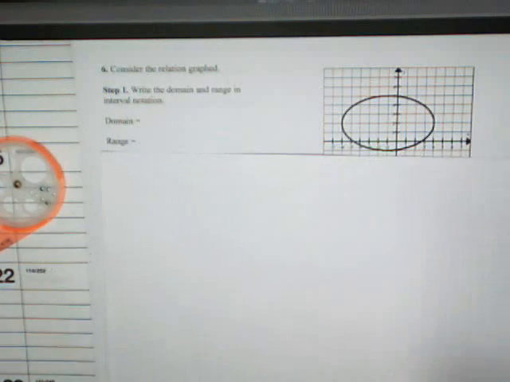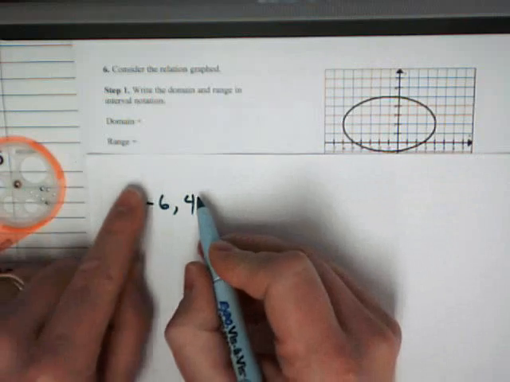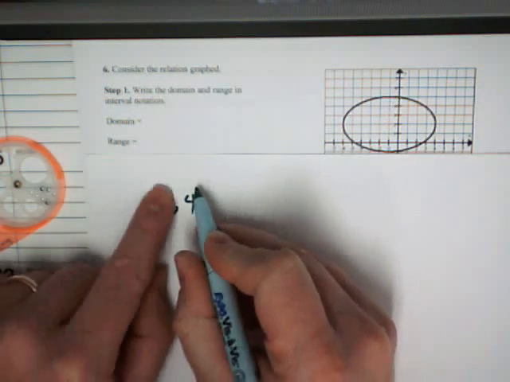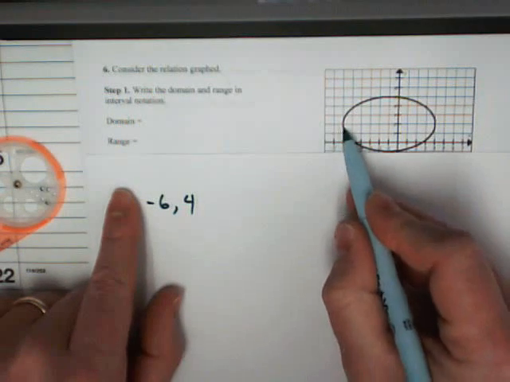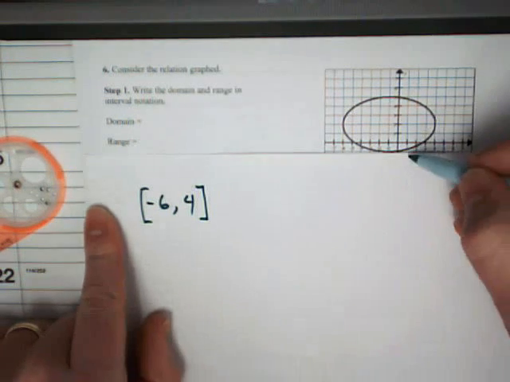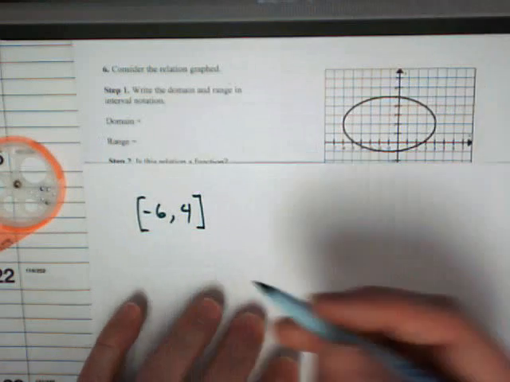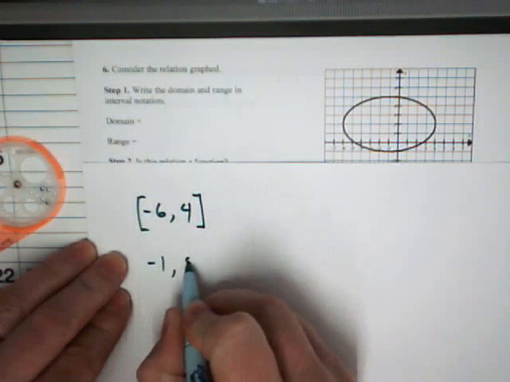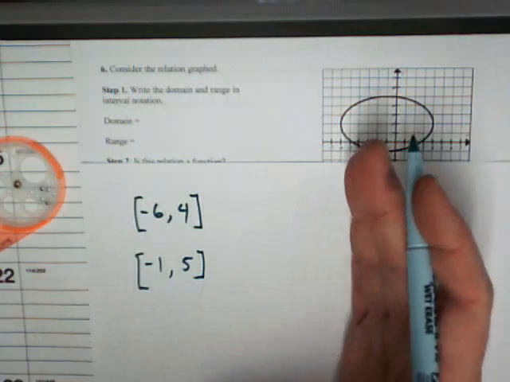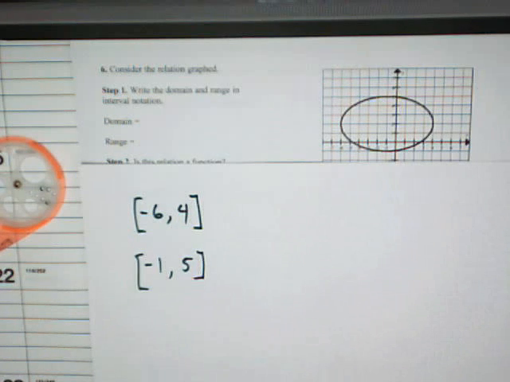So the domain would be from -6 to 4, and then you got to put either parentheses or brackets. Brackets mean you include it, parentheses means you don't include it, and it looks like it includes -6 here. So we'll go ahead and use brackets on these. The range is how tall it is, and it goes from -1 all the way up to 5. So -1 to 5. That means brackets again. It would be wrong if you flip those around. You're always going to go from least to greatest in interval notation. Left to right, down to up.